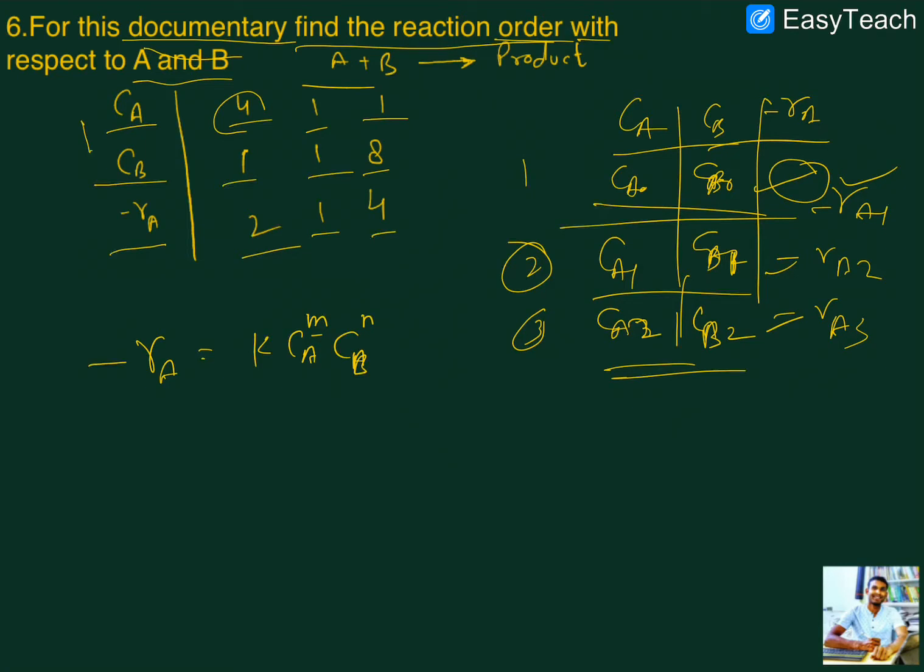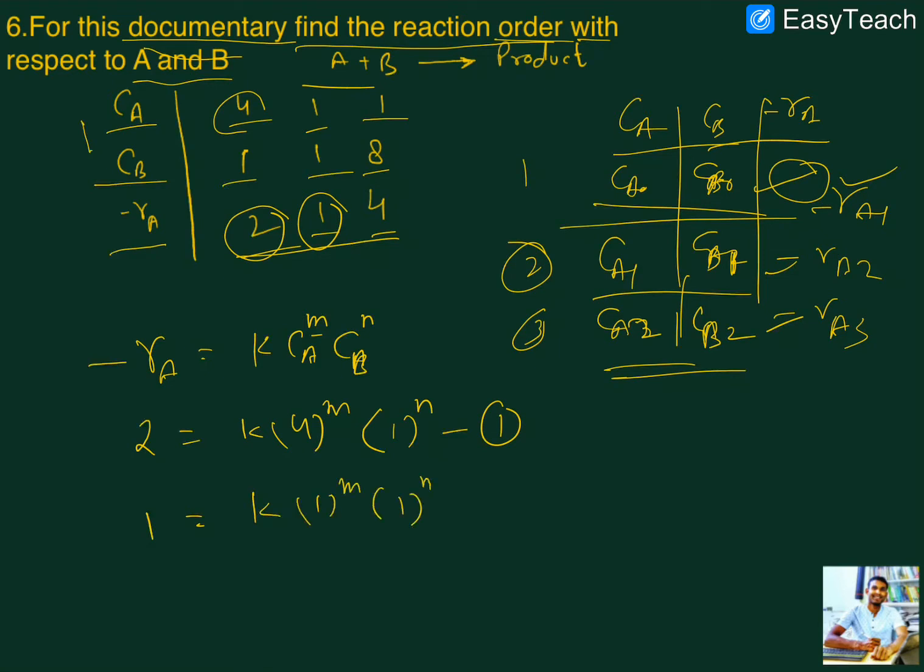Now we will write the rate of reaction for each of the rates. If you take this rate, when minus RA is 2, what is CA? CA is 4 raised to the power m. And what is CB? 1 raised to the power n. Let's say equation 1. With respect to the second, CA is 1 and CB is also 1. Equation 2. With respect to the fourth, CA is 1 and CB is 8 raised to the power n. So we have 3 sets of equations.